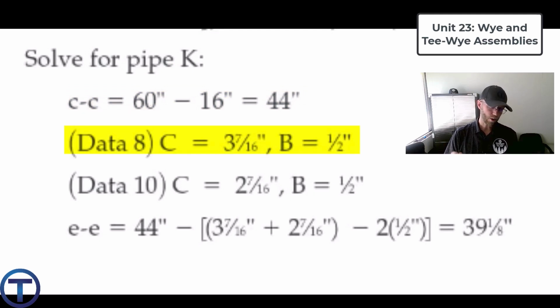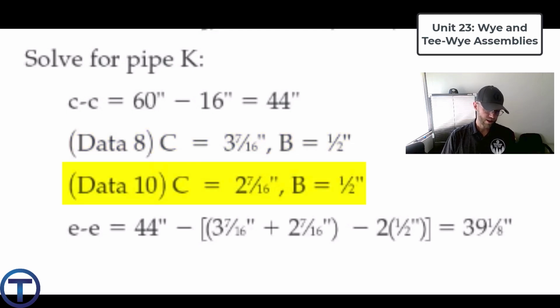Let's look up what portion of this Y we need this time. As we look that up, we get C equals 3 7/16, and then we're going to subtract off the half for the thread in. And then we go over to data table 10, and as we look up what we need to subtract for the sanitary T at the top, we're going to subtract off that bottom section, which is C, and that's going to be 2 7/16, and then taking into account the thread in, 1/2 inch.